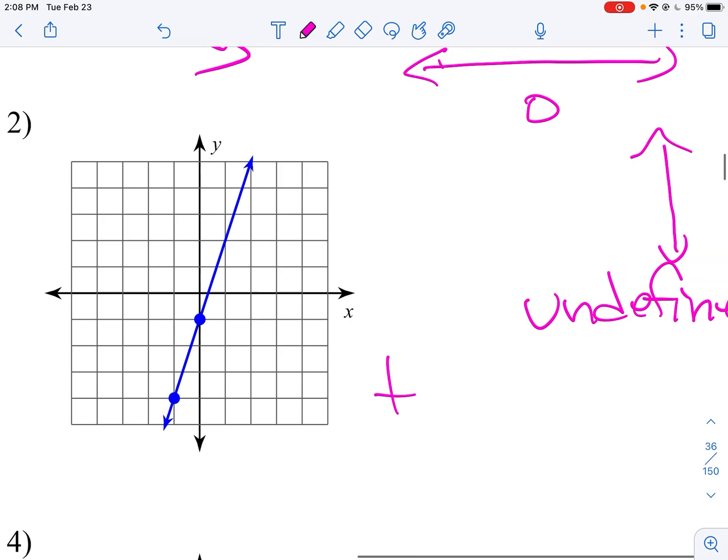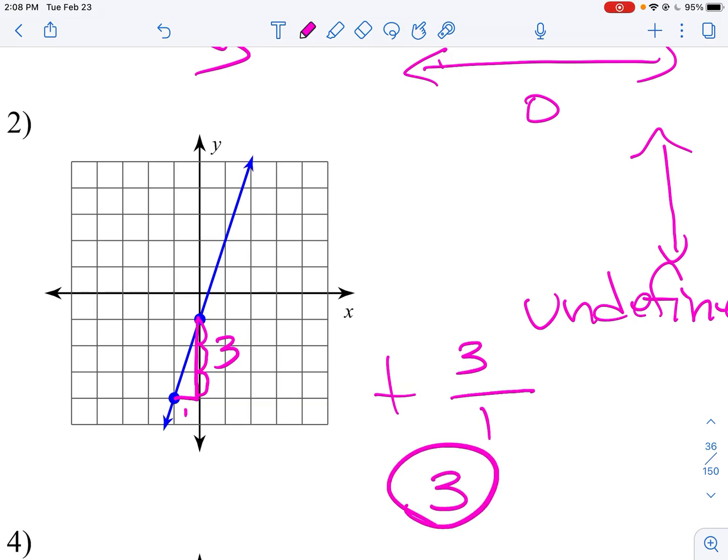Okay, then over here it's a positive slope. Now, do I really need to write that positive sign? No, but it makes it easier for some people. So how far up did I go? 1, 2, 3 over 1. So I rise 1, or rise 3, and I run 1. So my slope is 3.